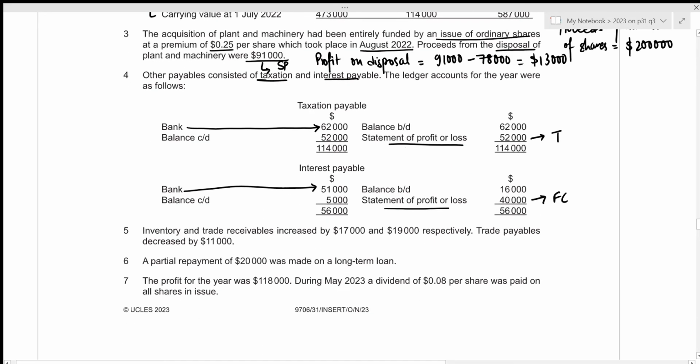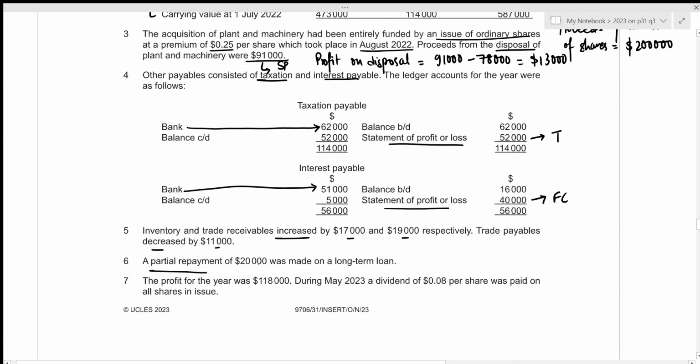Then the inventory and trade receivables increased by 17,000 and 19,000 respectively. And always remember that increment in assets will result in cash outflow, which means that we have to subtract the 17,000 and 19,000 within our operating activities section. And we have trade payables, which decreased by 11,000. And decrement in trade payables will also result in cash outflow. So we have to subtract the 11,000 as well.